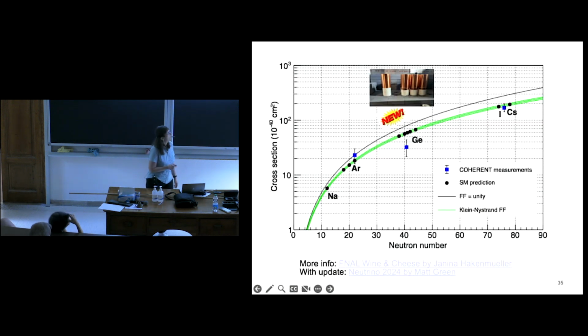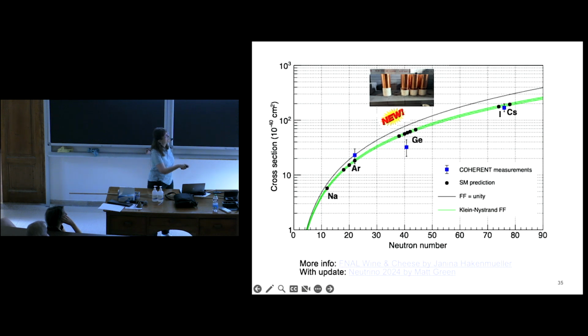CEvNS is not the topic of this talk, but I will still say something about it, since it's kind of the primary purpose of the COHERENT experiment. So this here is a plot of the cross section. The CEvNS cross section as a function of neutron number. The weak charge of the nucleus is held primarily by neutrons, and so you expect the CEvNS cross section to scale as N squared. And this is what you expect, in fact, this line here.